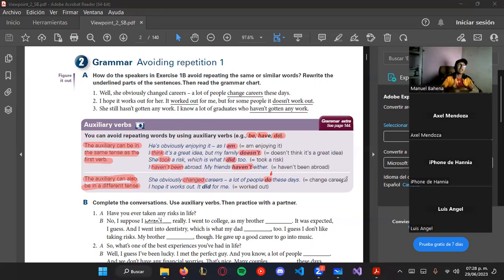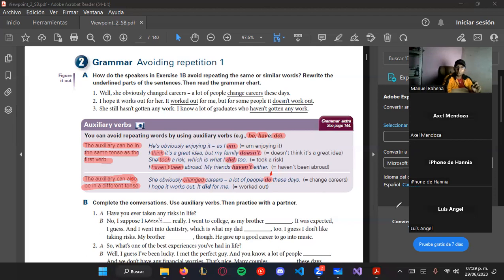Right? We're talking about something that is common nowadays. Algo que es común hoy en día, which is that a lot of people do. Like a lot of people change careers these days. Mucha gente cambia de carreras hoy en día. Right? Yes? We're expressing that it's a current event, that it's something that happens even nowadays. Right? Yes? Excellent.